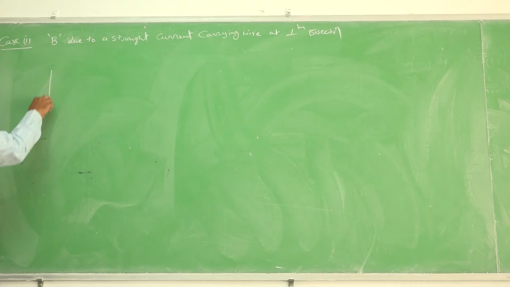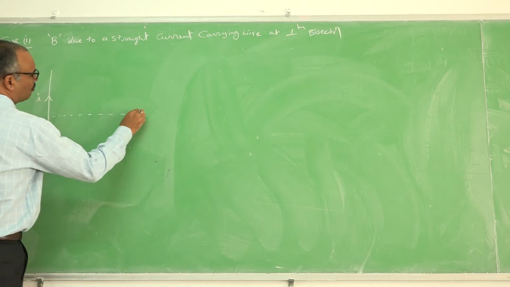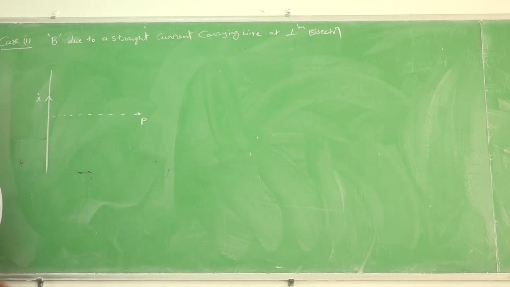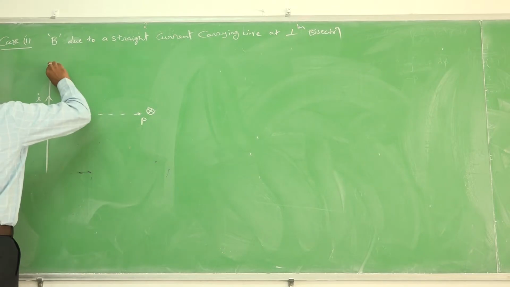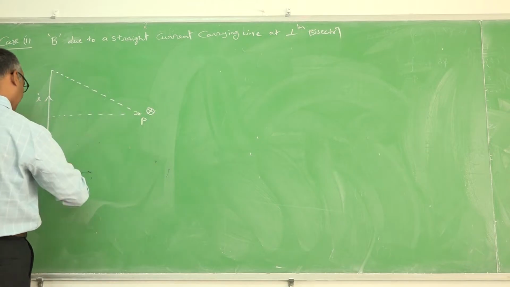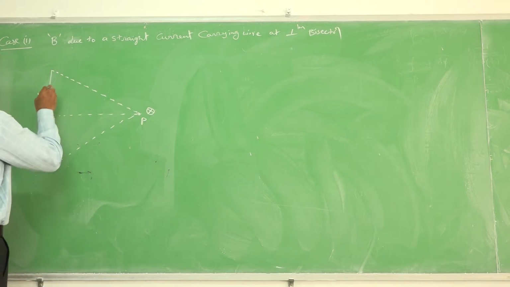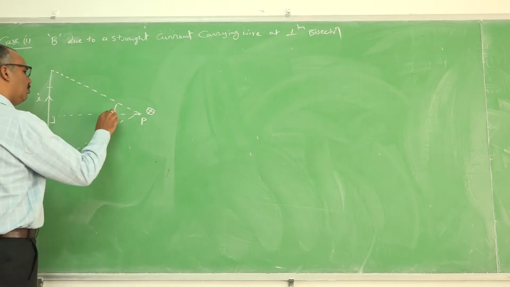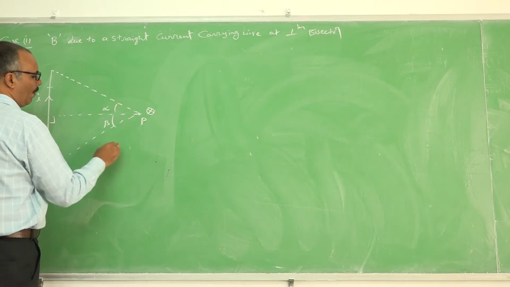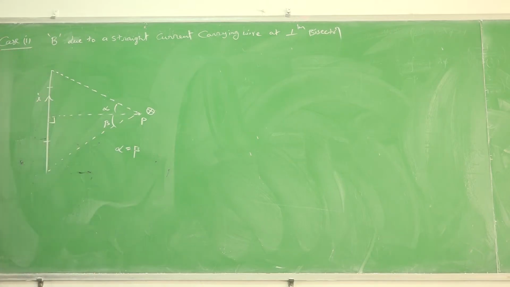Here is a wire. This wire is carrying a current I. The perpendicular bisector is like this. On this perpendicular bisector, there is a point P. Obviously, the magnetic field is into the paper. Now if you join these two lines like this, as it is a perpendicular bisector, this length and this length are identical, hence this angle and this angle are identical. If it is alpha and beta, here alpha must be equal to beta.